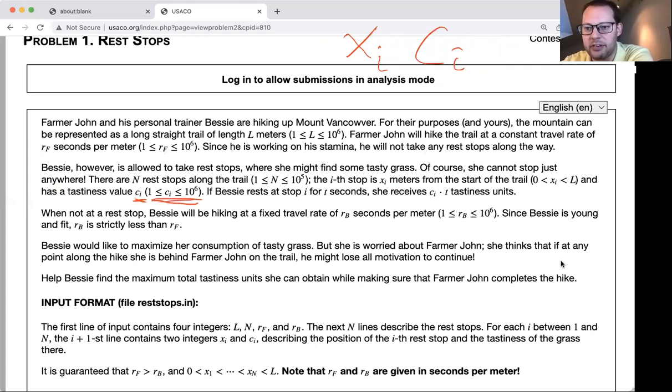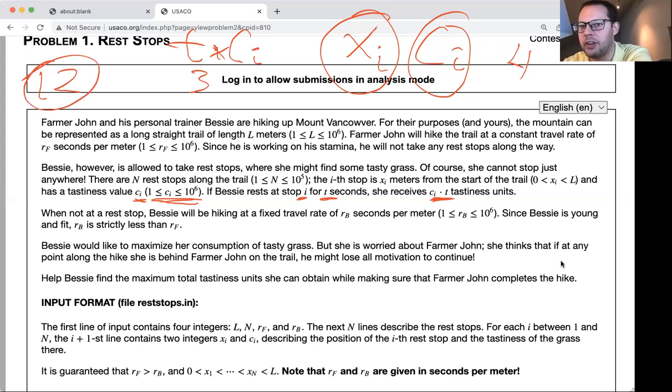If Bessie rests at stop I, which would be at xi with a tastiness of ci, for t seconds, she receives ci times t tastiness units. So it's going to be t times ci. Essentially what that's saying is, if the tastiness is 4 and we're stopped there for 3 seconds, we're going to get a total of 12. That's going to be our tastiness score for that stop, that 3-second stop at that location with a tastiness of 4.